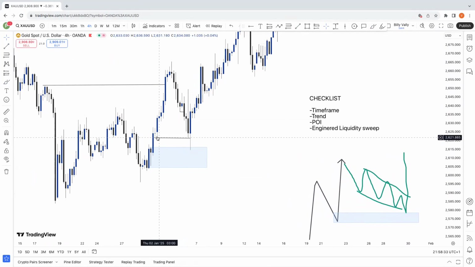Now, if you go to the lower time frame, you're going to see that this low here and this low are more pronounced, right? But this is a 4-hour time frame.